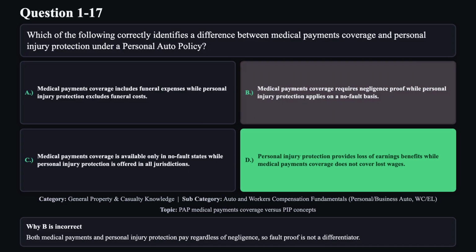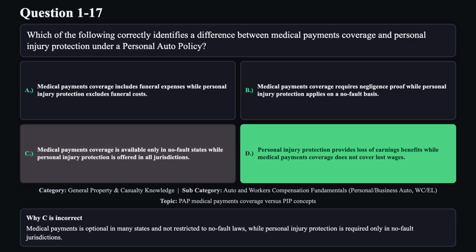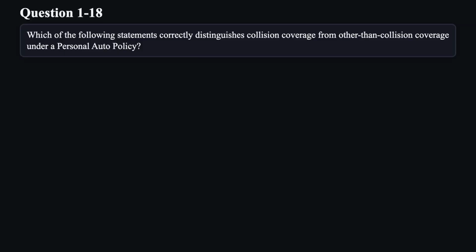Reason B is not correct. Both medical payments and personal injury protection pay regardless of negligence, so fault proof is not a differentiator. Reason C is not correct. Medical payments is optional in many states and not restricted to no-fault laws, while personal injury protection is required only in no-fault jurisdictions.